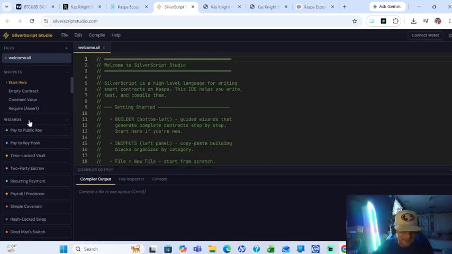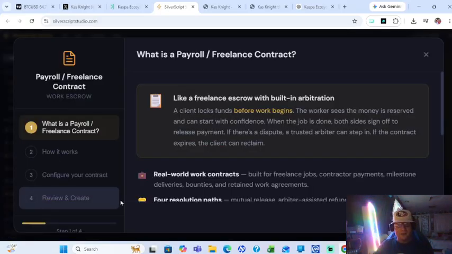And then I started clicking on stuff. Where's the payroll one? This one blew my mind. What the heck? So what does this do? A client locks payments first. The worker can see it there, and the contract defines what happens under different outcomes, like a freelance escrow with built-in arbitration. A client locks funds before the work begins. The worker sees the money is reserved and can start with confidence.